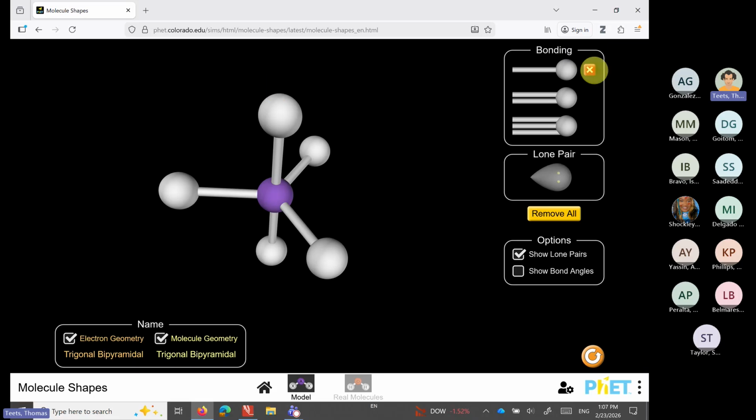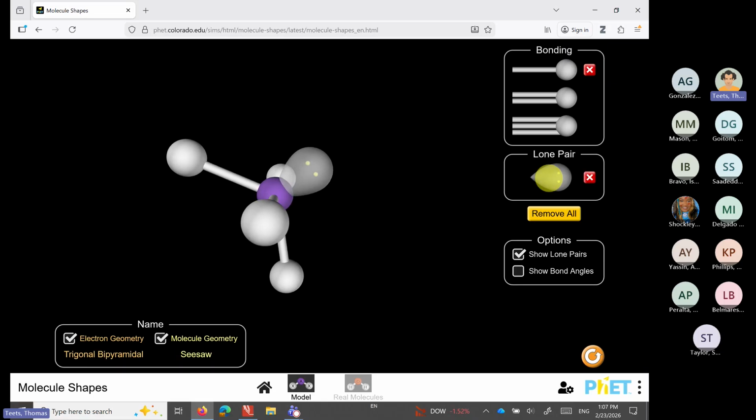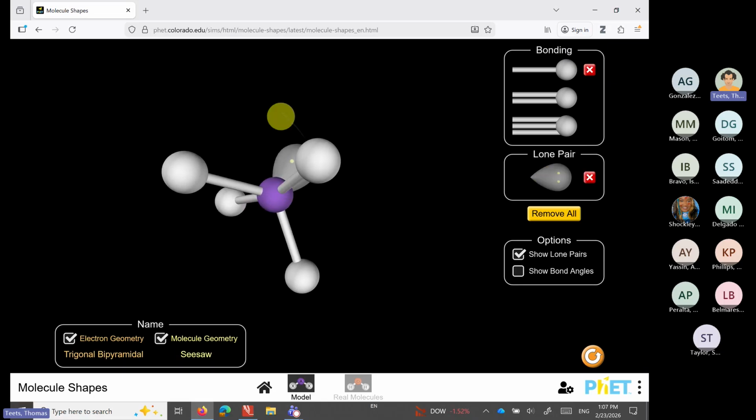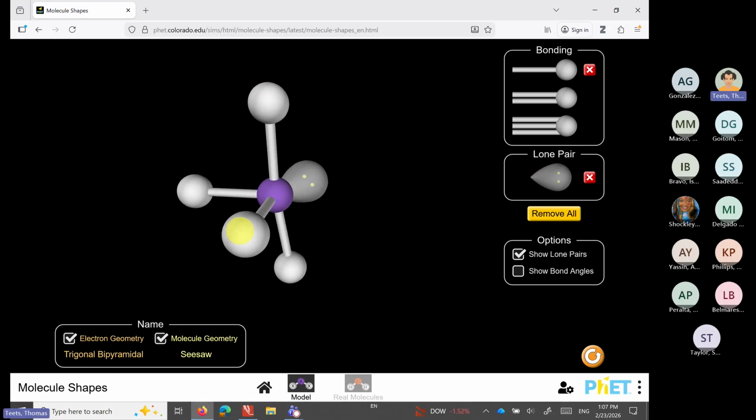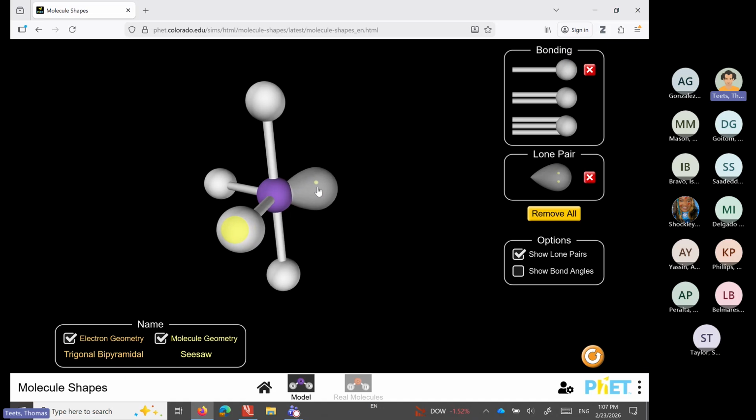So if we take out one of those and replace it with a lone pair, what you'll see is it reoriented everything, which is annoying. But when we put it back where it was before, you can see that that lone pair goes onto one of those 3 positions that's in that triangular plane, okay? Now, if we have more than one lone pair, they all go there.